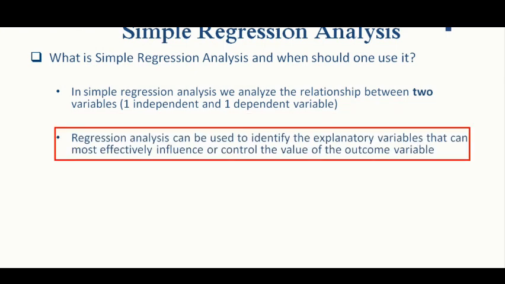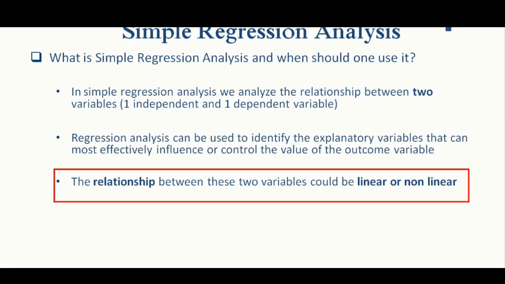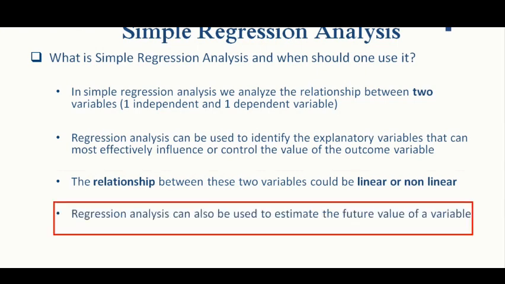So, regression analysis can be used to identify the explanatory variables that can most effectively influence or control the value of the outcome variable. So, which variables to consider? That is the job of the statistician given the huge amount of data that has been collected. There are several techniques also to find out the subset of variables which are really impacting the response variable and only work on that data set, but this particular topic is out of scope of today's session. The relationship between these two variables could be linear or non-linear. As I mentioned, we are going to consider only linear regression here. So, regression analysis can also be used to estimate the future value of a variable.